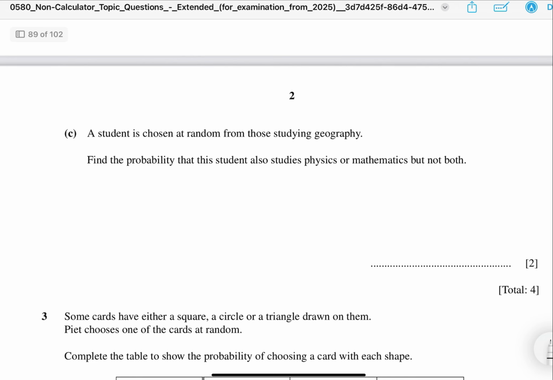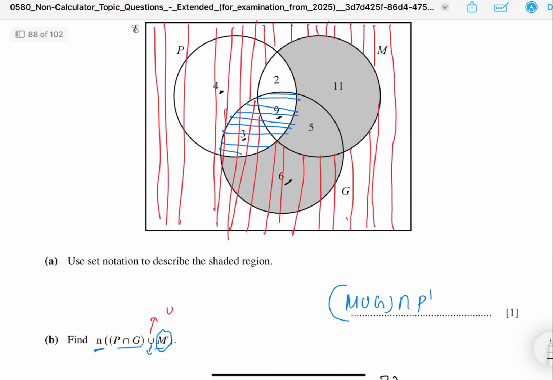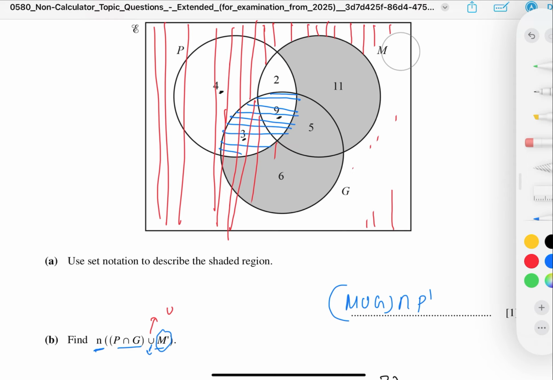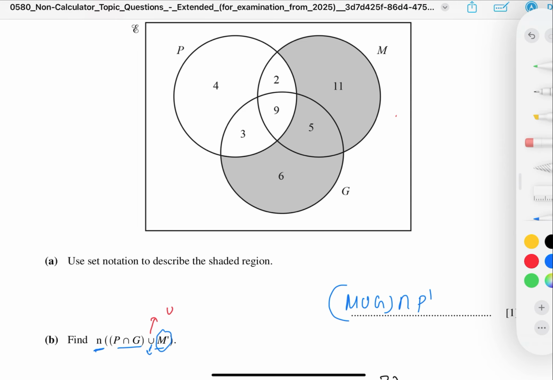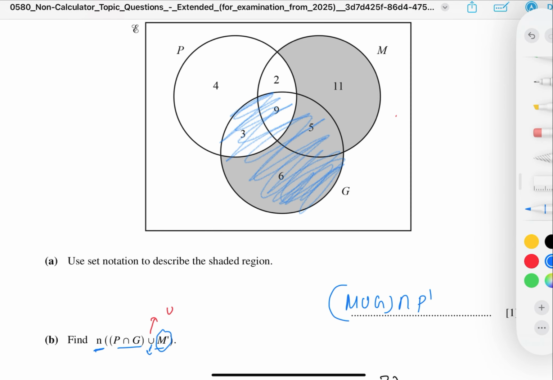A student is chosen at random from those studying geography. And the probability that this student also studies physics or mathematics, but not both. Physics or mathematics. So let me erase this one. So shade the geography circle first. This is our geography circle. Now they are asking the probability. First, let us count the total numbers. 6 plus 5 is 11, 20, and 23. So 23 is the total.